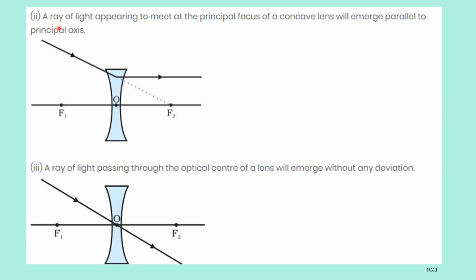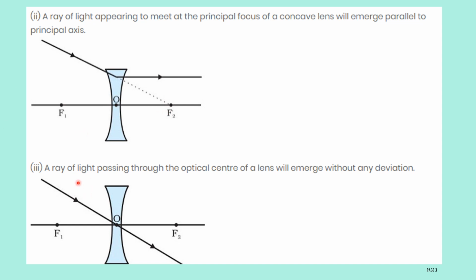Second one, a ray of light appearing to meet at the principal focus of a concave lens will emerge parallel to the principal axis. A ray of light that appears to come from the principal focus F will emerge parallel to the principal axis.